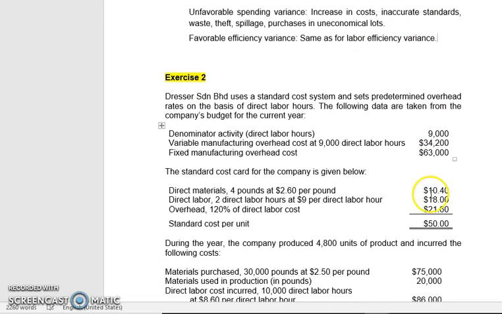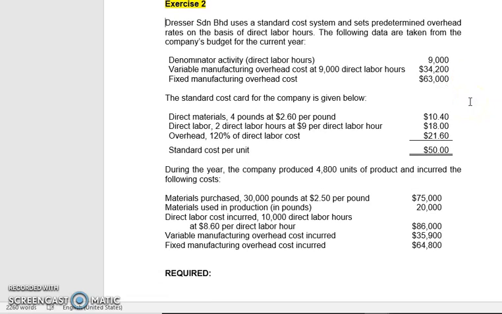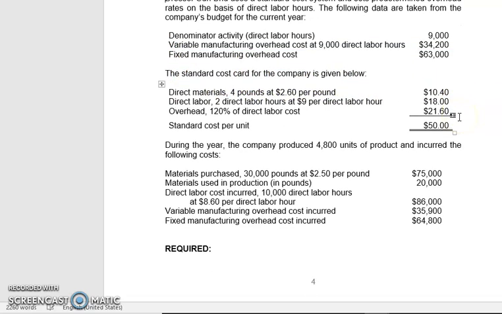For exercise 2, let's read the question. Gracisnia Berhad uses a standard cost system and sets predetermined overhead rates on the basis of direct labor hours. The following data are taken from the company's budget for the current year. So this is the information given. The standard cost card for the company is given below. So this is the information.